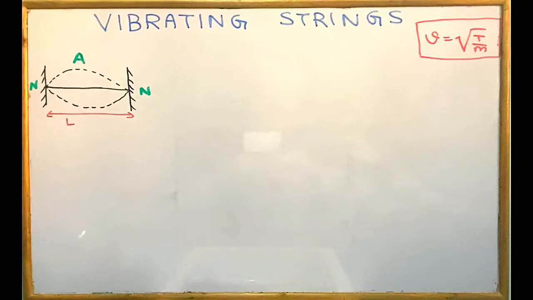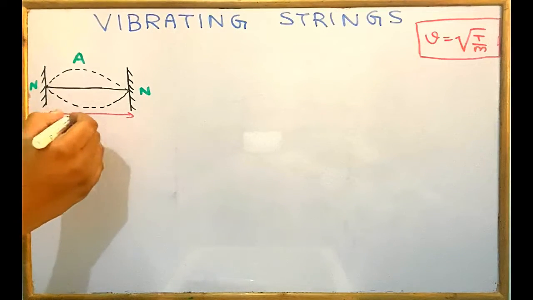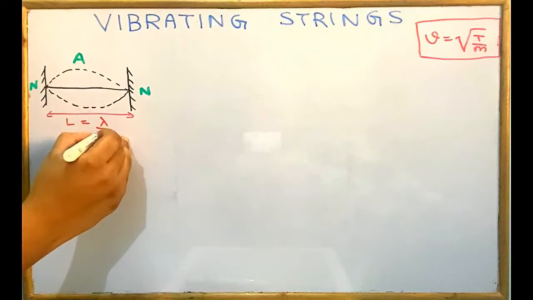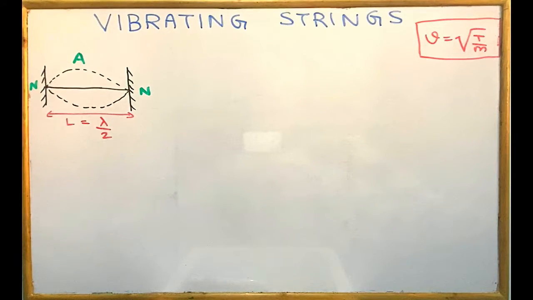There must be at least one antinode. How can I have two nodes and nothing in between? So this diagram here refers to our fundamental mode of vibration of this string. The string cannot vibrate in anything lower than this. There must be at least one antinode in between the two nodes. So what is the distance from one node to the adjacent node? It's nothing but lambda by 2. So L is lambda by 2, or in other words lambda is 2L.